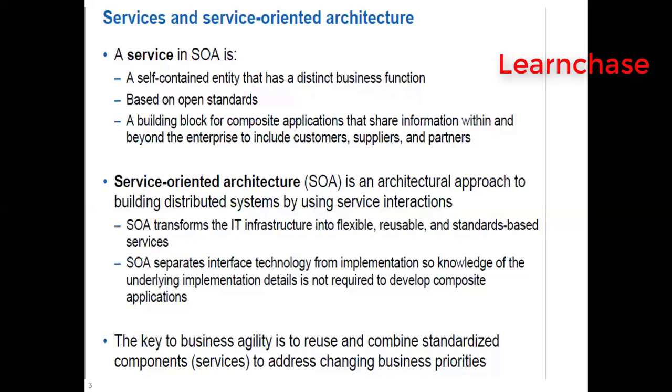The key to business agility is reuse. This is basically telling the same thing: we need to design our coarse-grained or fine-grained services in a way that they are reusable, flexible, and loosely coupled, so that we can address the changing business priorities.